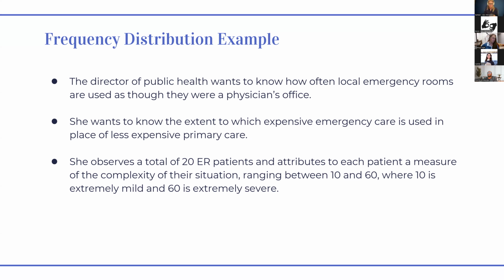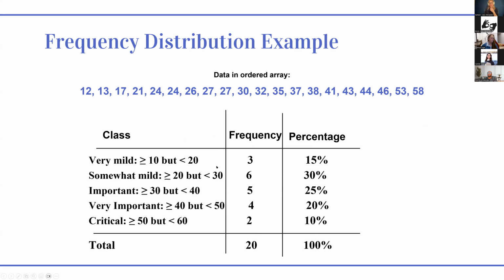I'm just setting the situation, right? So here are 20 data points, 12 through 58. They've ranked them in order, and she's just ranked them here. She said, okay, if they're greater than 10 but less than 20, that's mild. Greater than 20, less than 30, that's somewhat mild, etc., all the way up to greater than 50 but less than 60. And she wants to see how frequently each of these is occurring.